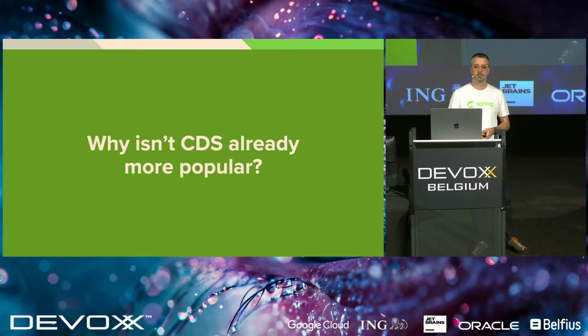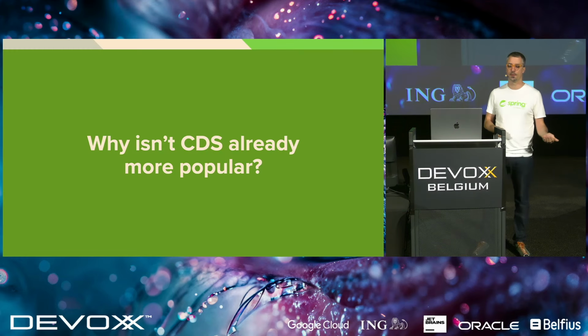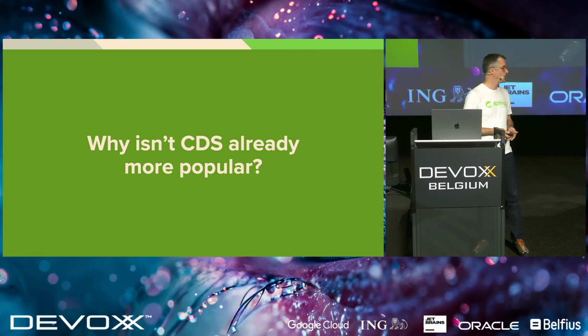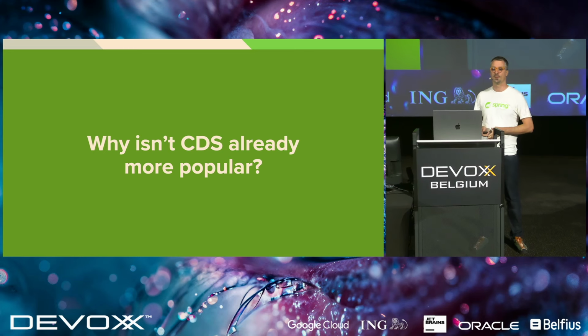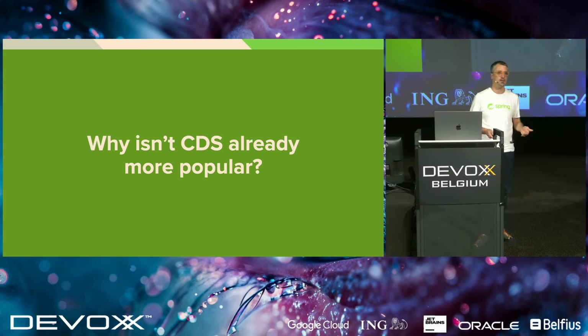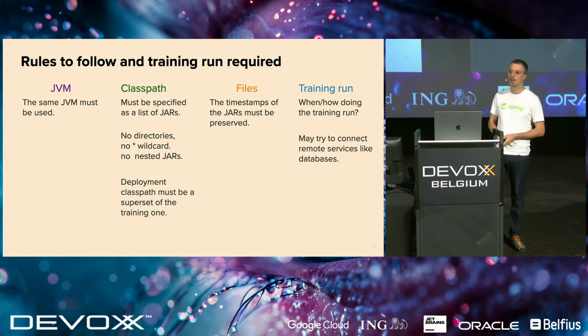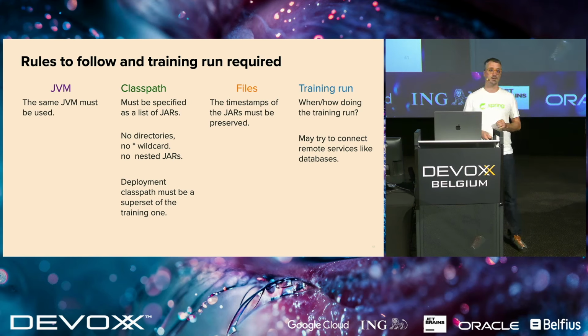So based on that, you may wonder, I mean, there was your poll where we saw three in ten people using CDS. So why, if CDS is cool, if AOT cache is the successor, does nobody use it? I think there are two main reasons. The first one is that there is a set of constraints that you have to fulfill, all of them, in order to get CDS benefits and AOT cache benefits.